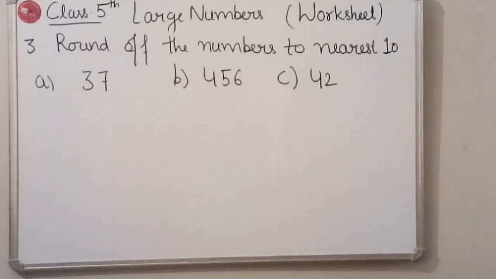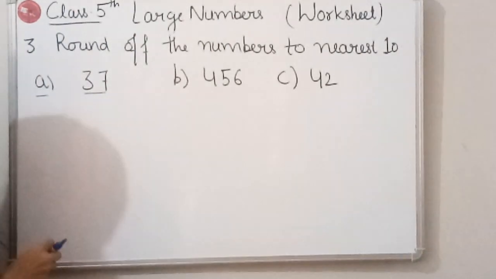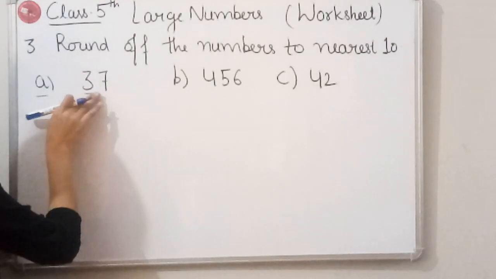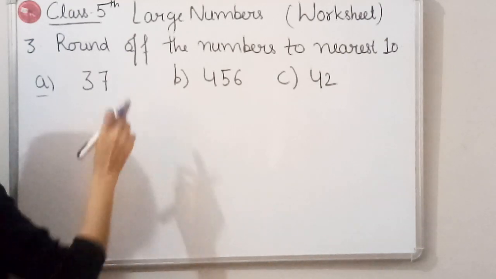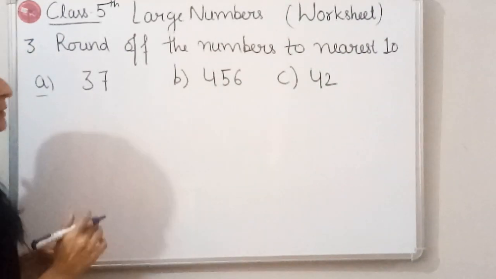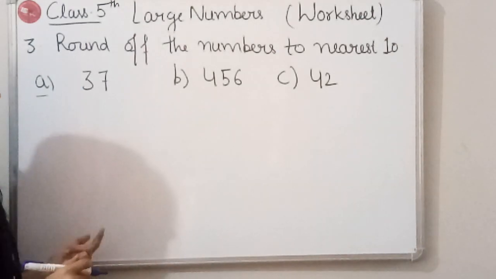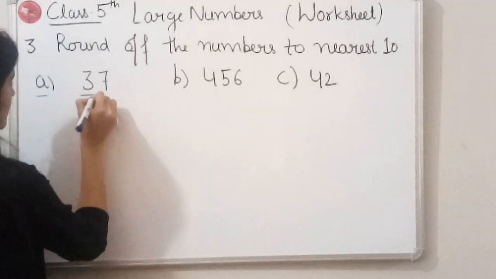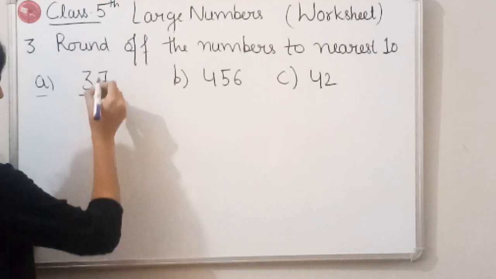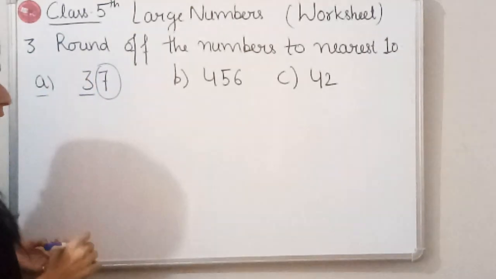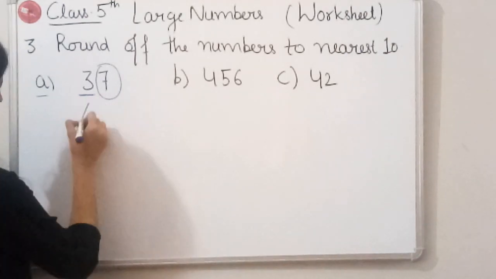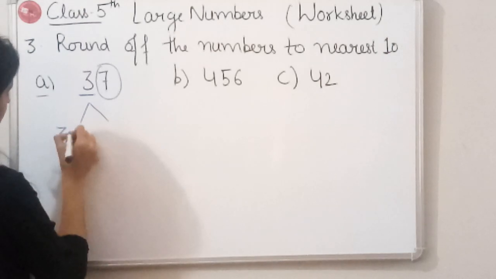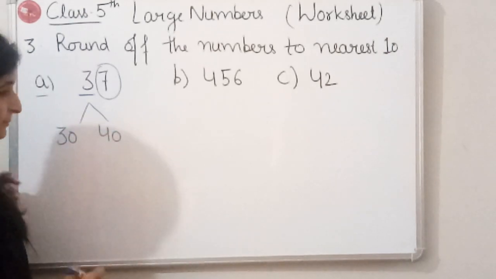Third question is round off the numbers to nearest 10. A part is 37. Children, we have done these kind of questions in the exercise also. So what we have to do? We have to round off to nearest 10. So firstly, we have to underline the digit which is on tens place. On tens place there is 3. Then we have to highlight the digit which is on its right. So on right hand side there is 7. Now this 37 lies in between 30 and 40.